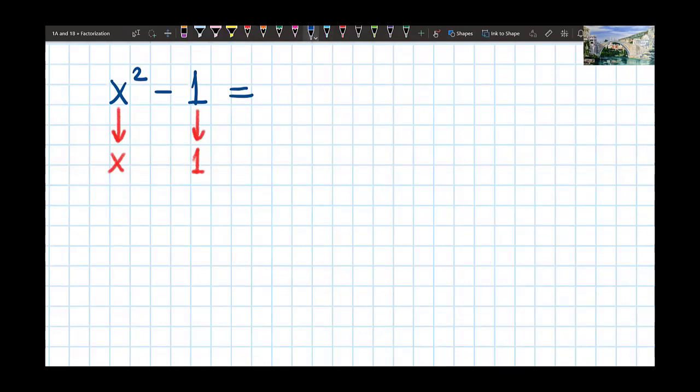Step 2, check the sign. If it is minus, you could factorize it. If it is plus, you cannot factorize it. So this is minus. Then first term minus second term, first term plus second term. So this is the factorized form. If you want, you may write x plus 1 times x minus 1.